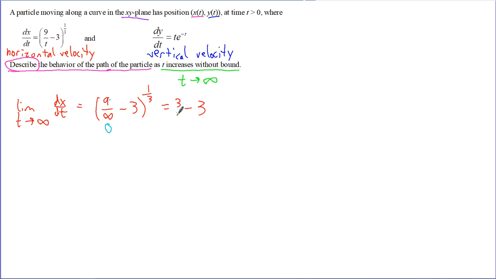That's the cube root. It makes it an odd root of a negative number, so that's okay. It just means the answer is negative. And the key thing here is that the fact that this is less than 0 tells us, this is the horizontal velocity, that we know the particle is moving left.